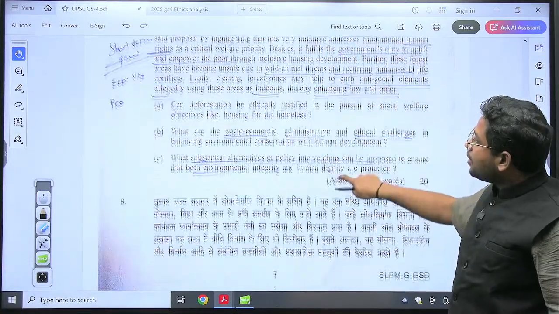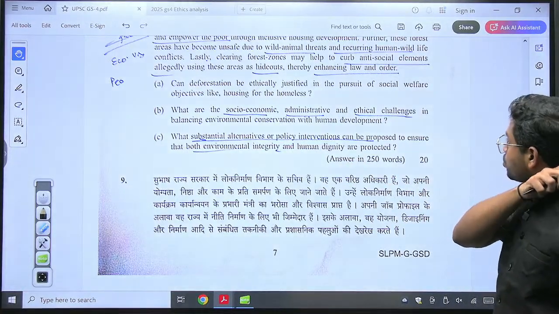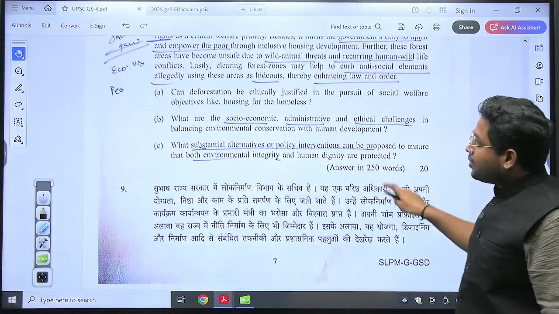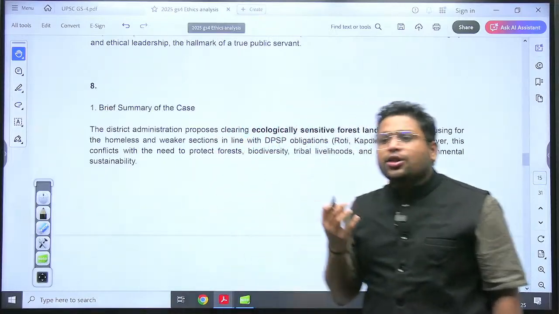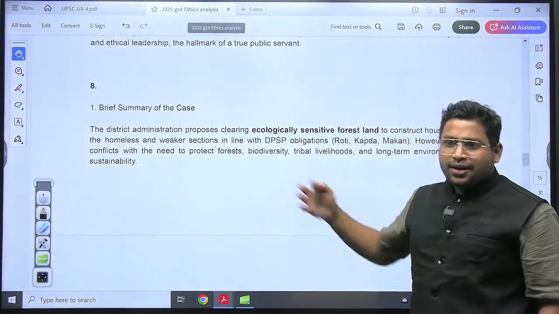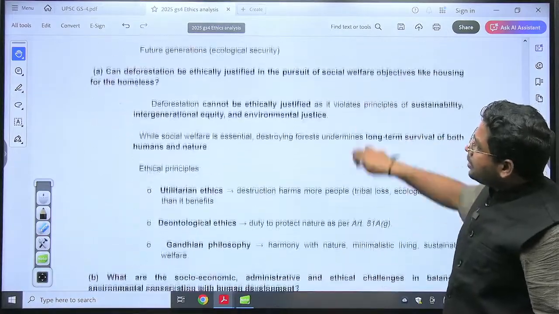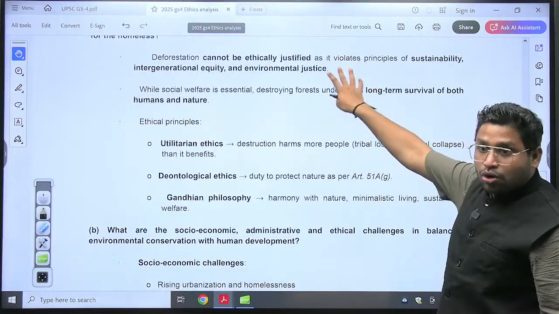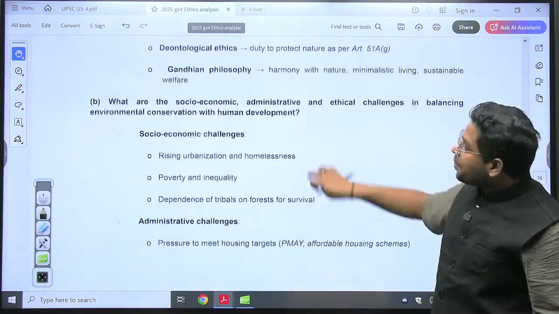Same will be answered. And what substantial alternatives or policy interventions can be proposed to ensure both environmental integrity and human dignity are protected. So this is where you need to use your brain and come up with some innovation in the answer. It's again the GS type of answer, nothing different as such. So here we talked about this part, that it cannot be justified so completely. You bring in these theories, deontological, Gandhian theory, etc.